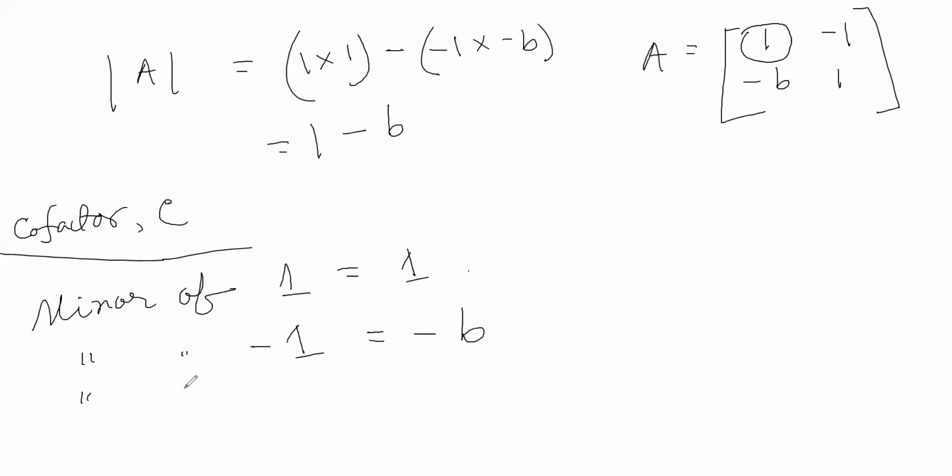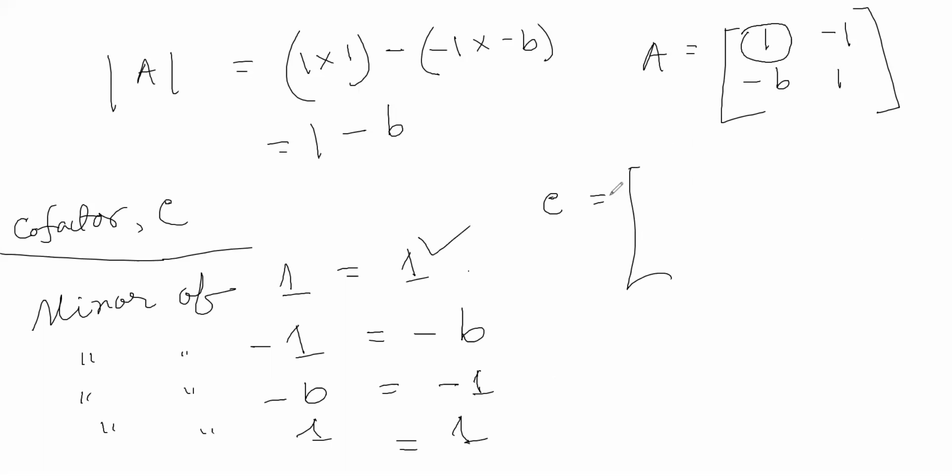If I am trying to identify the minor of minus B, then the second row, first column is out, and the value is minus 1. Finally, if we are trying to identify the minor of 1, then the second row, second column is out, and the minor of 1 is 1. In that case, the cofactor matrix C would be equal to, remember, it's a 2 by 2 matrix, so plus minus, minus plus.